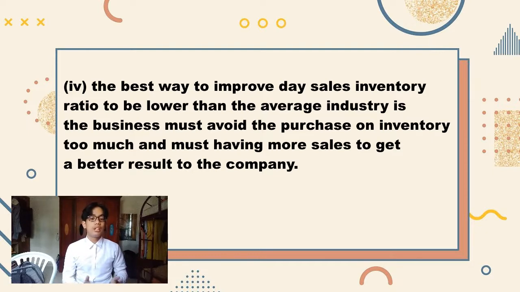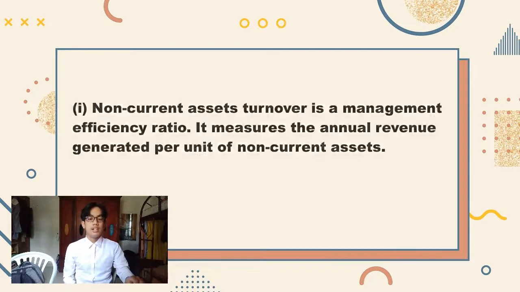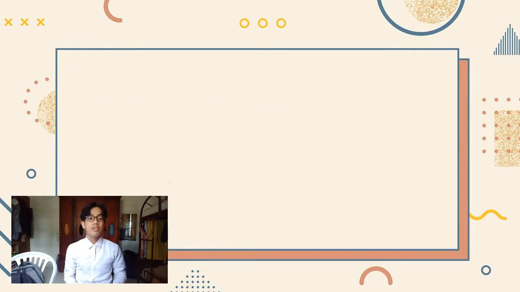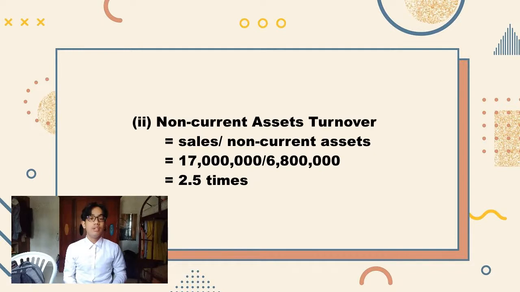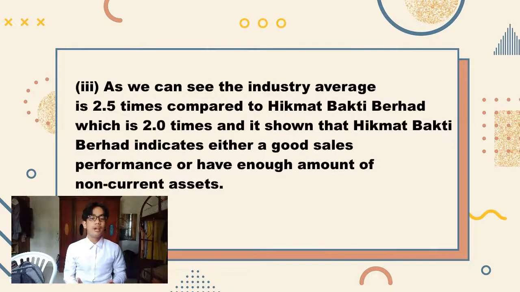result for the company. Next, the non-current assets turnover. Non-current assets turnover is a management efficiency ratio. It measures the annual revenue generated per unit of non-current asset. The calculation of non-current asset turnover is non-current asset turnover equals sales divided by non-current assets. So the Hikmah Bati Berhad non-current asset turnover is 2.0 times compared to the industry average.